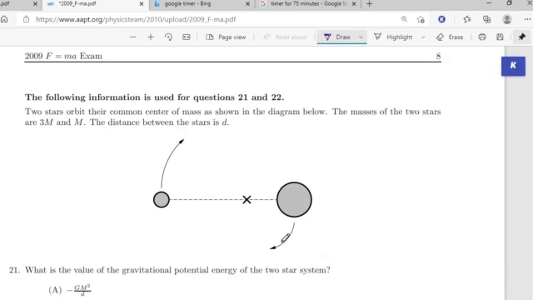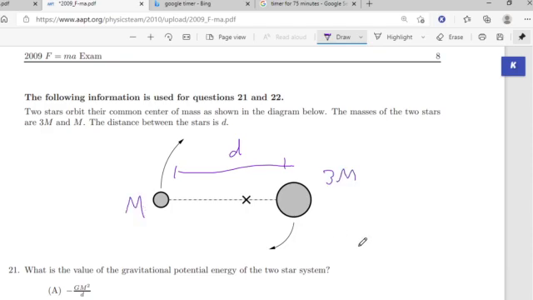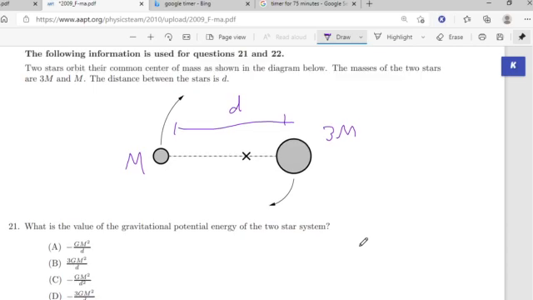Two stars orbit their common center of mass as shown in the diagram below. The masses of the two stars are m and 3m, and the distance between the stars is d. Okay. What is the gravitational potential energy of the two-star system? Nice.